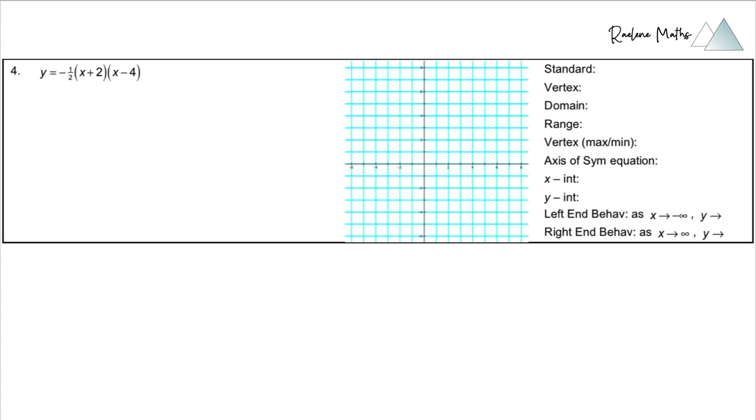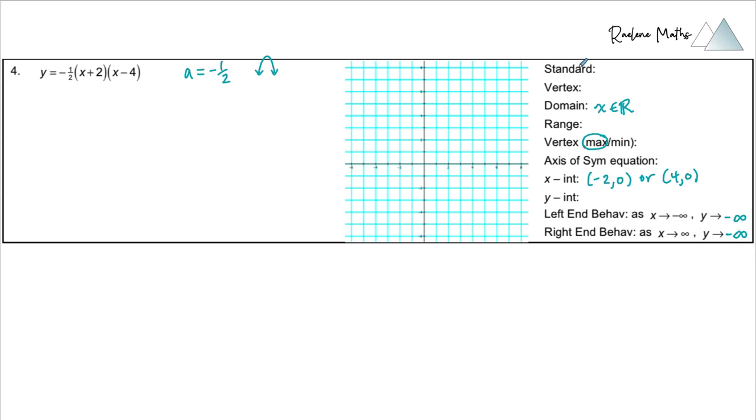Here in number 4 we have the factored form, so I'm just going to fill in as much information as I can straight away. We have the x-intercepts located at (-2, 0) and at (4, 0). And from the a value being equal to -1/2, we know that the graph is going to be concave down. So we know that the vertex will be a maximum point. We don't know exactly where yet, but we also know the left and the right end behaviors. As x approaches negative infinity, y will go down, so approach negative infinity, and the same on the right-hand side.